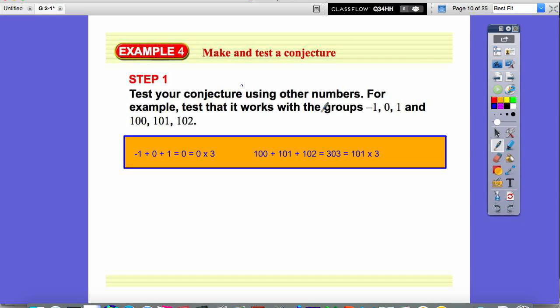For instance, let's try involving a negative. So -1 plus 0 plus 1 still equals 0, which is the same as 0 times 3. 100 plus 101 plus 102 is 303, which is the same as 101, the middle term, times 3. So it looks like the conjecture we've come up with works.